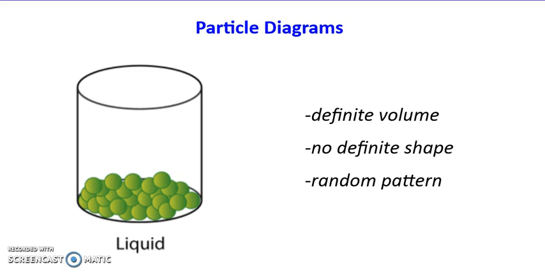Next up is liquid. The liquid phase has a definite volume. It does not have a definite shape, and the particles have a random pattern. If you notice, the particles take the bottom of the container and fill it in.